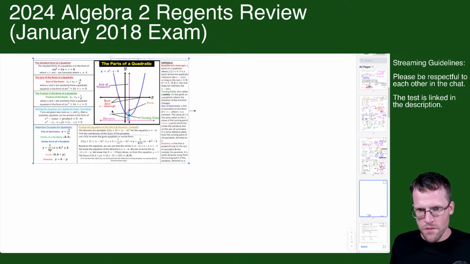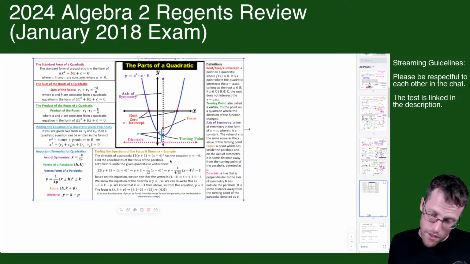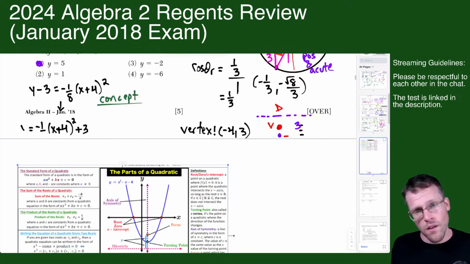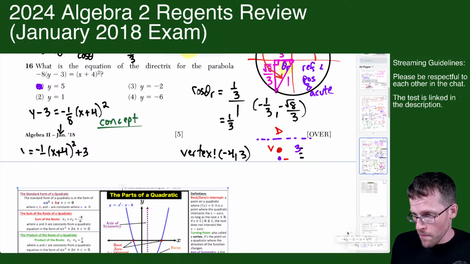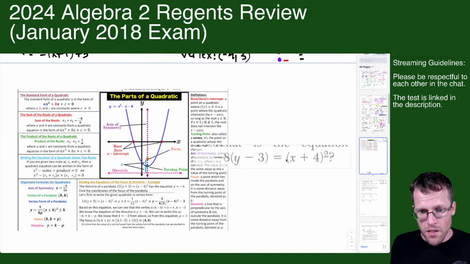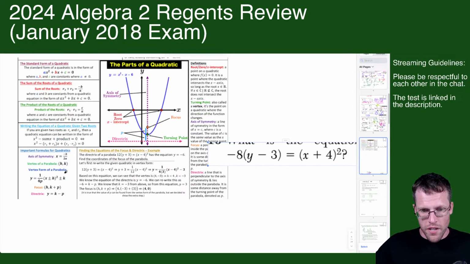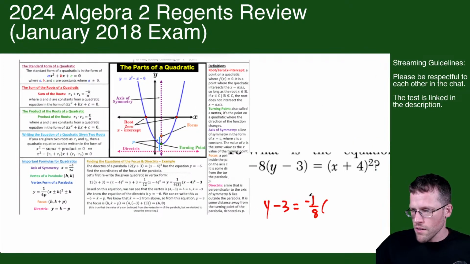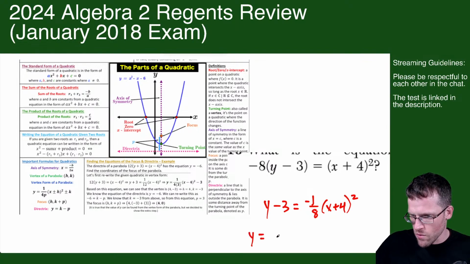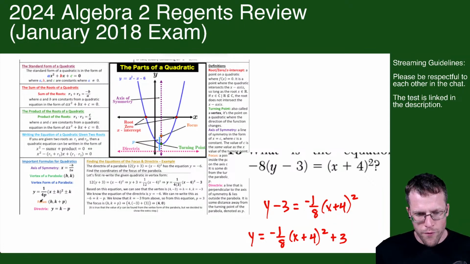So the formula sheet that I posted, if we use this formula sheet, I'm just going to borrow this. All right. So here, notice that we still have to get it in that vertex form. So here I have y minus 3 equals negative 1/8 times x plus 4 squared. So then y equals negative 1/8 times x plus 4 squared plus 3. So here, you see how it's like 1 over 4p?